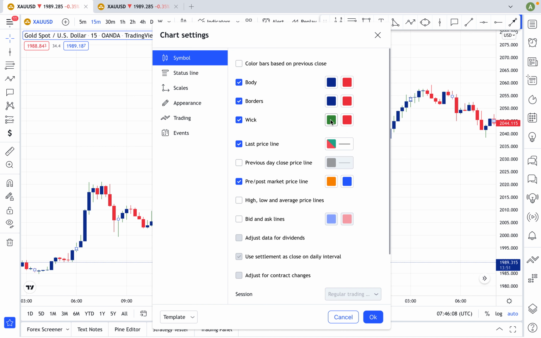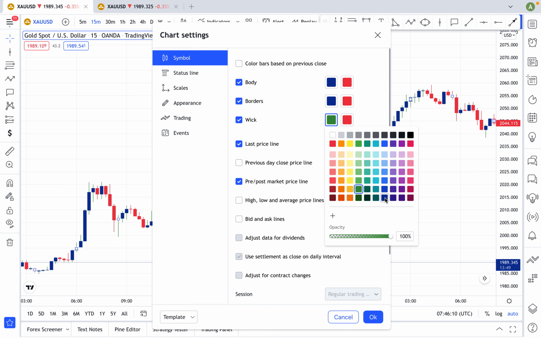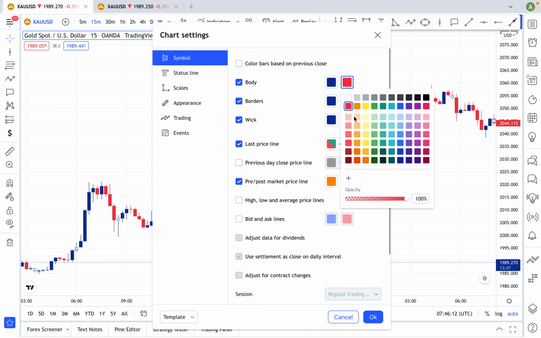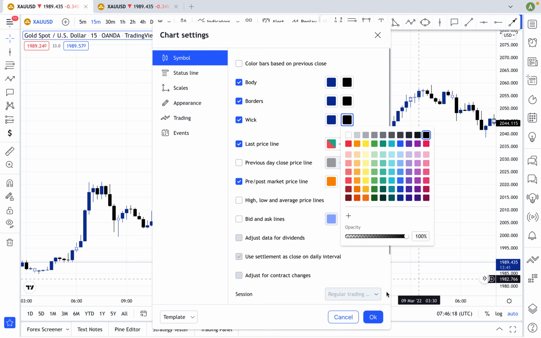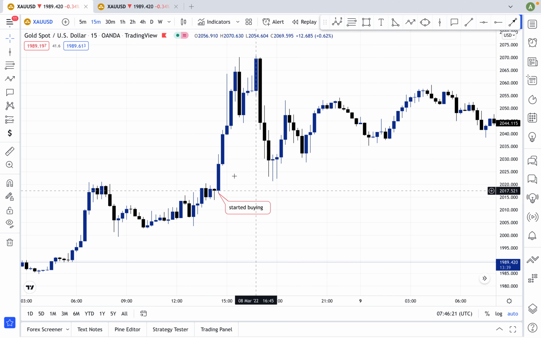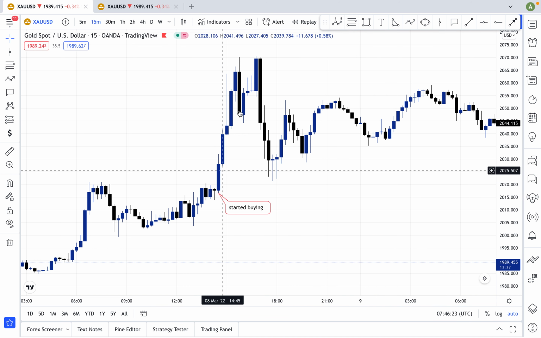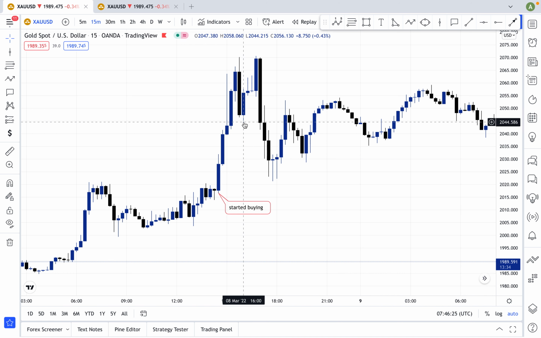It doesn't matter whatever color you give to it. As far as you know, the one that goes up is the buying candle and the one that goes down is the selling candle. I like this to be black, I always like it to be black. You see, it still doesn't change the fact that this is a buying candle and the black is a selling candle.